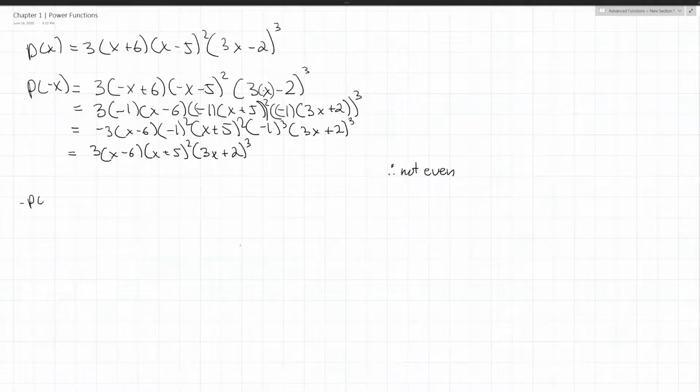So negative p of x is equal to just the negative of that. Quite honestly, we know it's just going to be negative 3x plus 6 because we're just multiplying the first term by negative, 3x minus 2 cubed. Again, we see that none of these are equal, so it's also not odd.